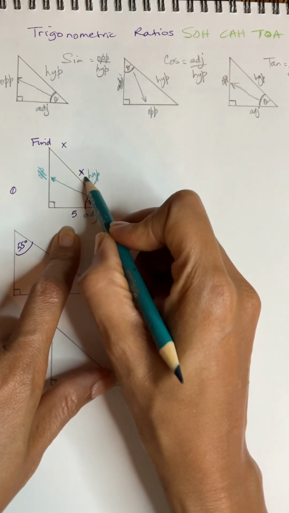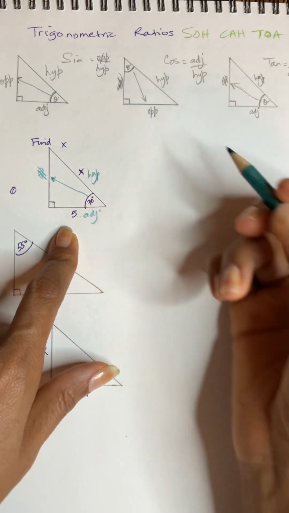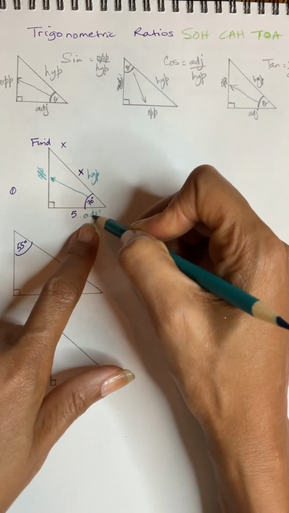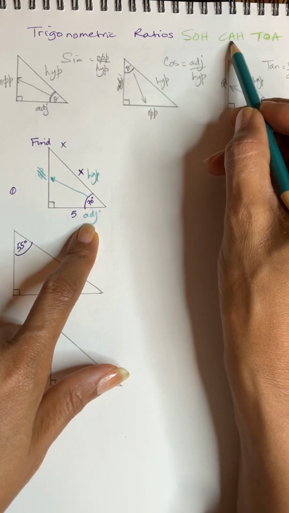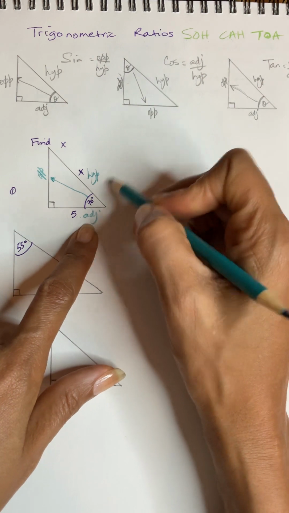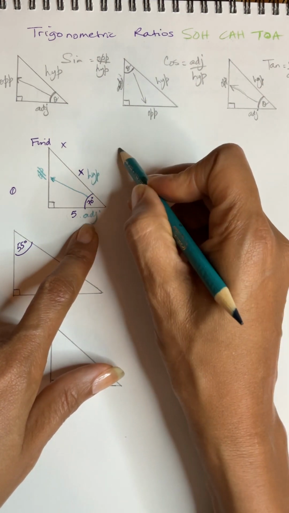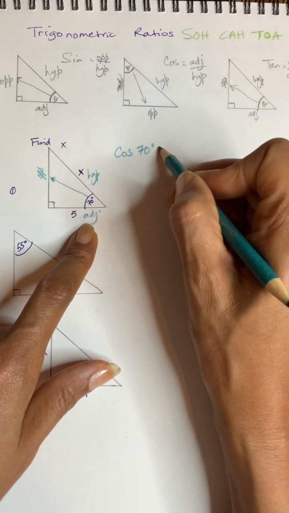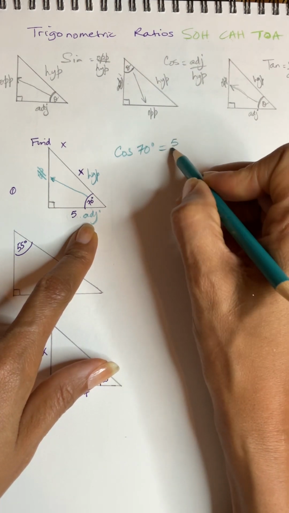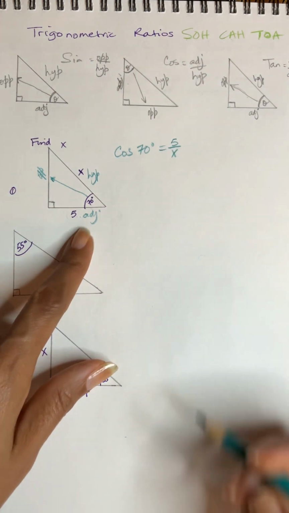In order to find x, which is the hypotenuse here, because this is the adjacent, you know that you cannot use sine. It has to be cosine, because this is adjacent over hypotenuse. So you're going to use cosine of the angle measure there, which is 70 degrees, equals the adjacent, which is 5, over x.